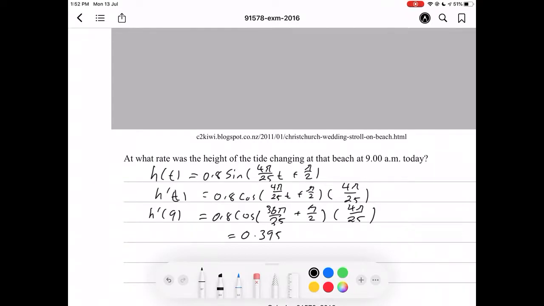And the unit in this case is, the height is measured in meters and time is in hours. So we're going to say meters per hour. Alright, and that should be another achieved question here. So it's just an achieved grade.